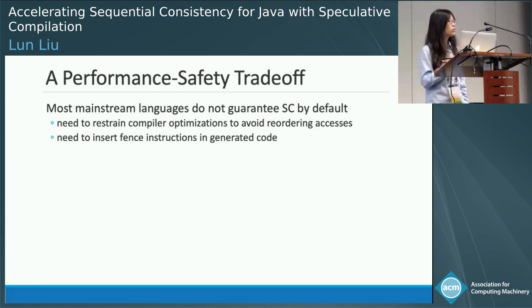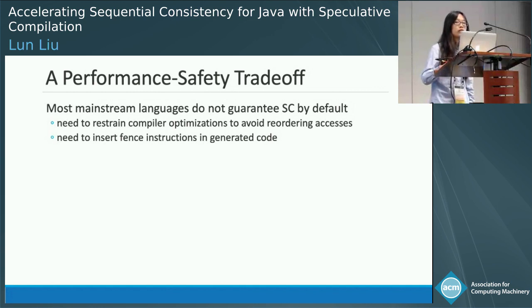And the second, you also need to insert fences in the generated code to prevent hardware from reordering certain instructions. By doing those two things, you're going to slow your program down. So this is inherently a performance-safety trade-off. You want a safety guarantee, but you also don't want to slow your program down too much.